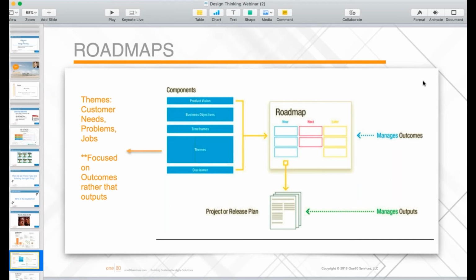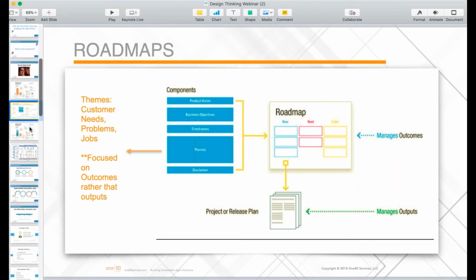Then we start to build our roadmap around those outputs. What kind of outcomes are we looking to solve for our particular customers? And we start to build a roadmap of new features that we want to build right away. What features are we going to build next? And which ones are we going to build later?